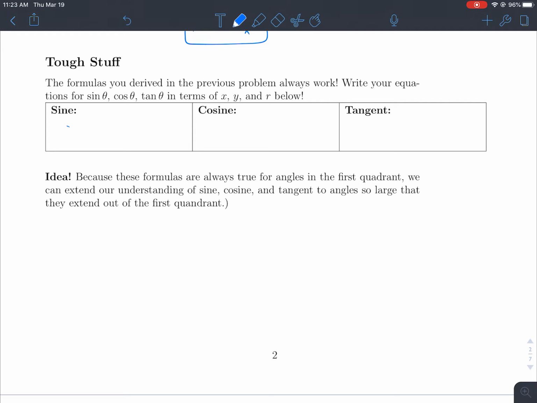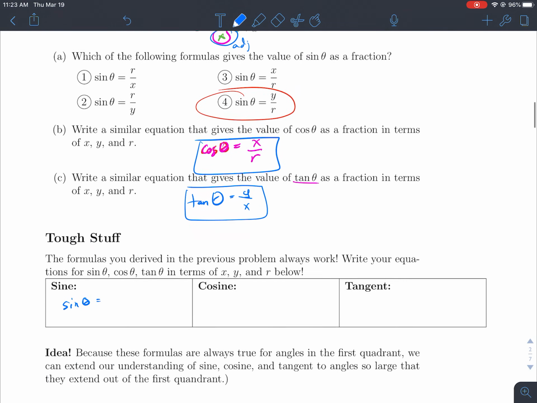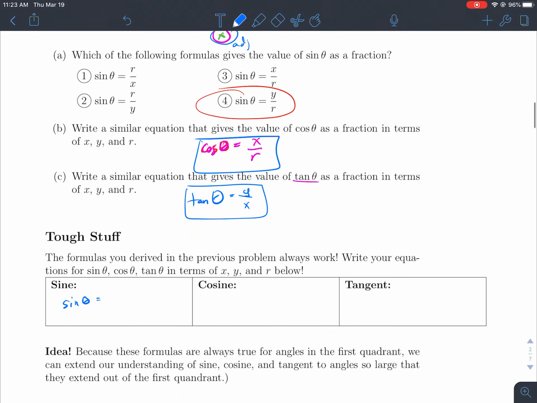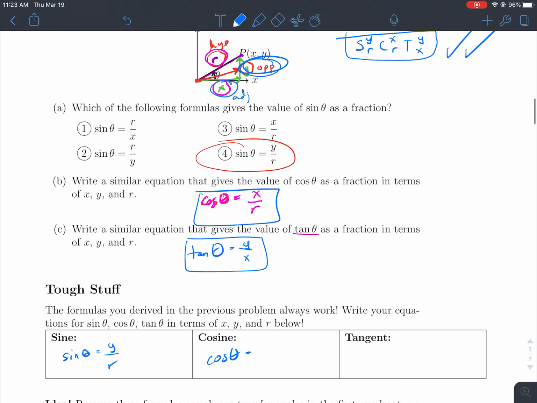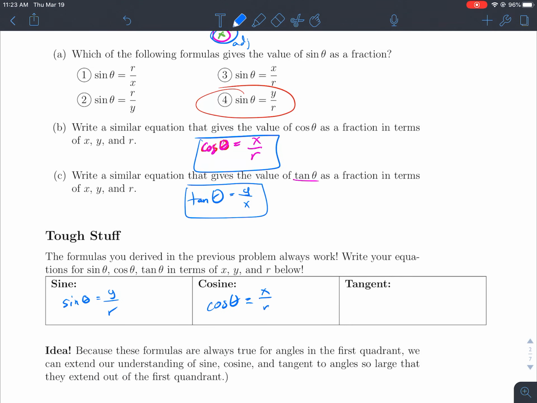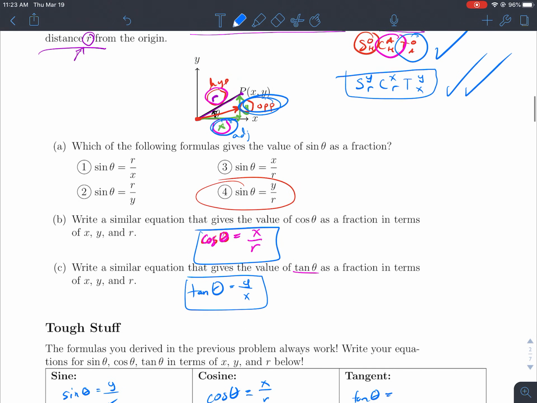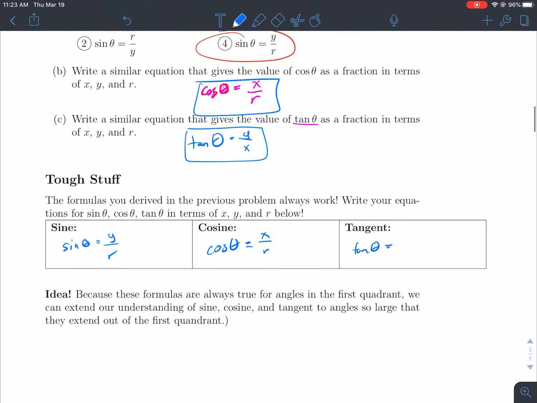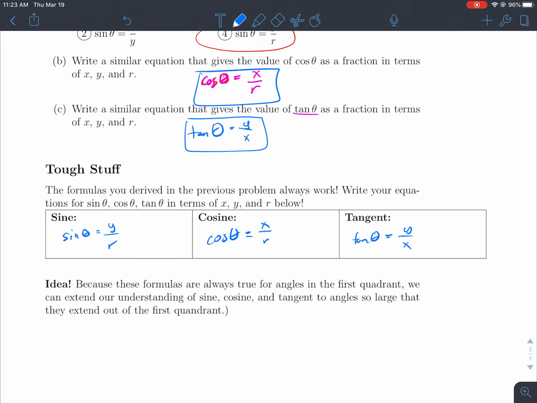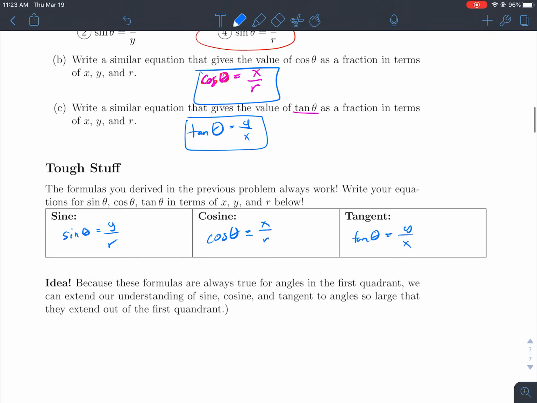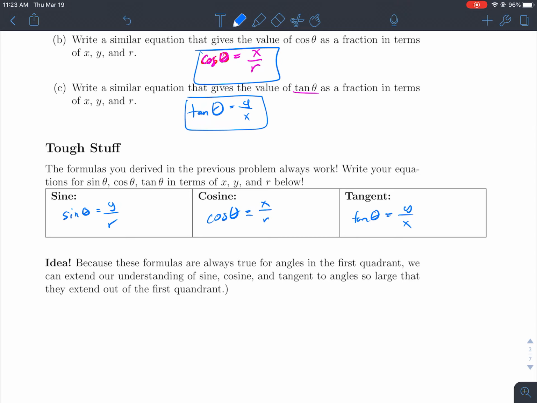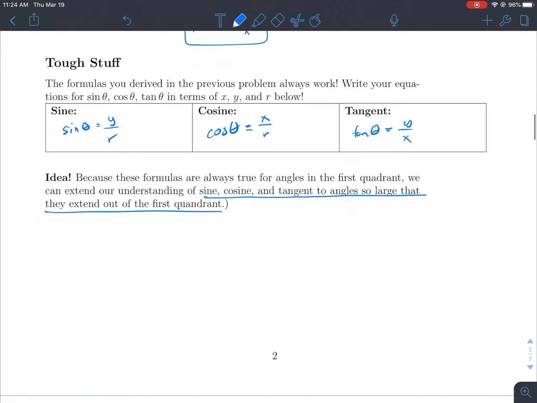So instead of thinking about sine of theta as opposite over hypotenuse, we're going to now start to think about it as, well, opposite here was always y, always the y coordinate over the radius. Cosine was always adjacent, which always happened to be x over r. And tangent of theta was always opposite over adjacent, which in every case was the y coordinate divided by the x coordinate from the last two lessons. So we have this wonderful idea. Because these ideas are always true for angles in the first quadrant, we can extend our understanding of sine, cosine, and tangent to angles so large that they extend out of the first quadrant.